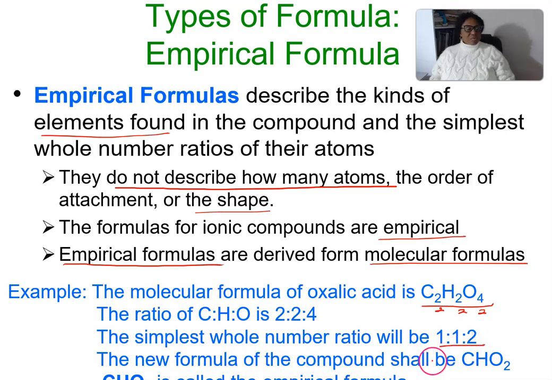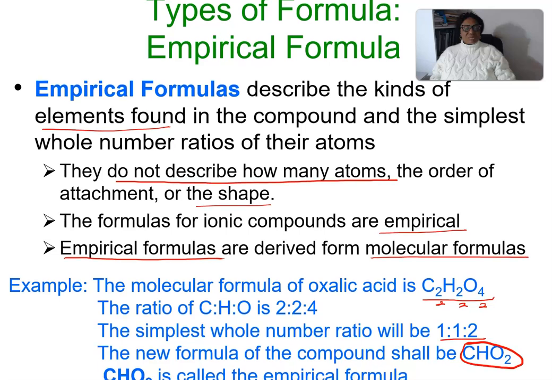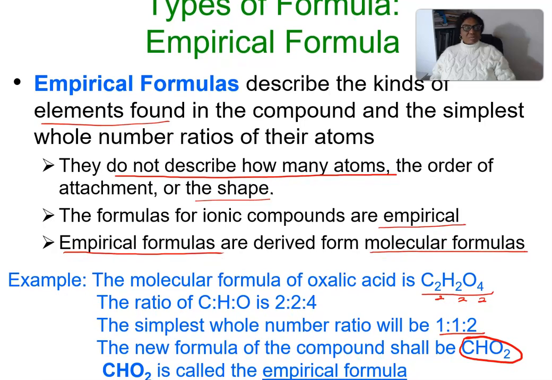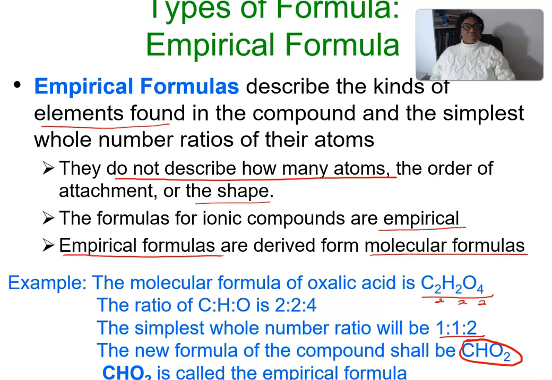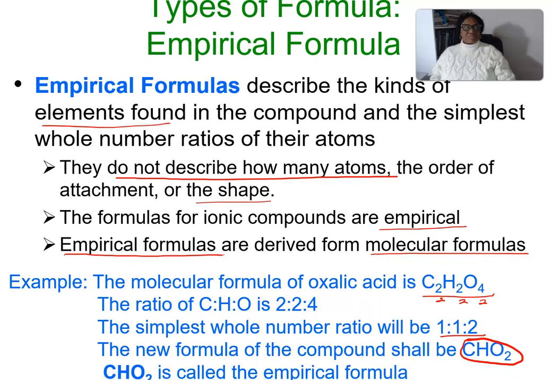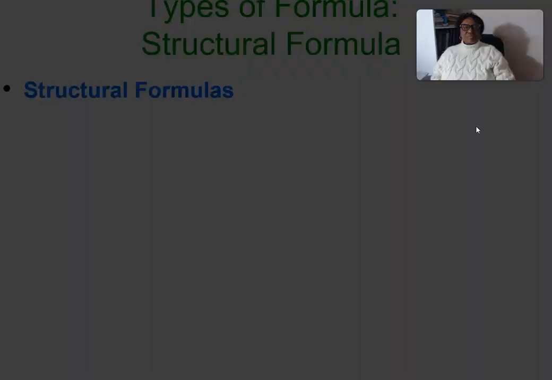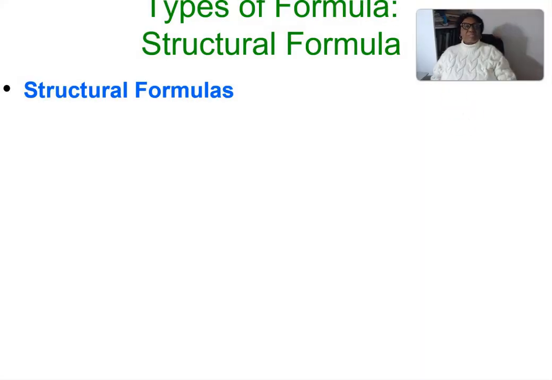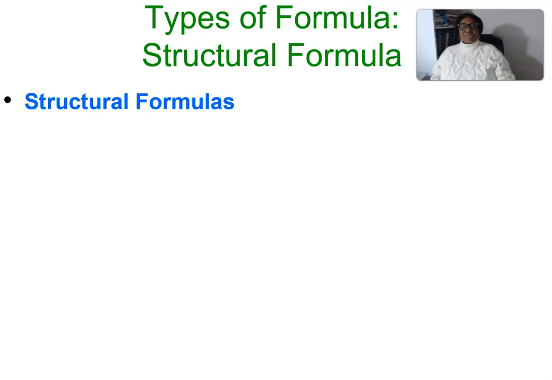So the empirical formula is CHO2. That's the empirical formula. That's the simplest whole number ratio. So we've talked about molecular formula and empirical formula.